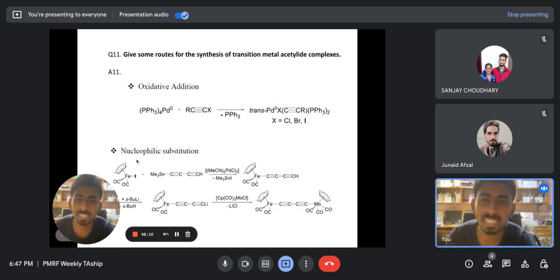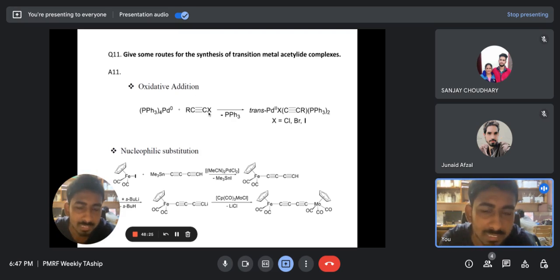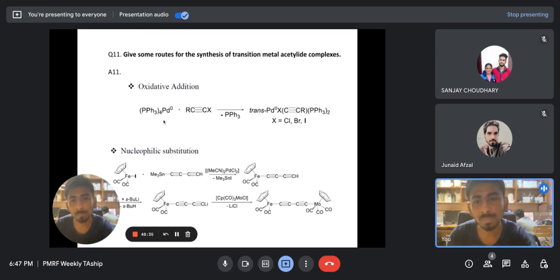Here you can see this is Pd(PPh3)4 where palladium is in the zero oxidation state. Now it is treated with this alkyne, RC triple bond CX. Now what happens when they are combined? You can see this C-X bond is there, and as I have discussed in the previous examples, these C-X bonds are very much prone towards oxidative addition. Now this palladium is in its zero oxidation state, so low valence metal complexes are very much prone because they have high electron density, so they are prone to oxidatively get added.